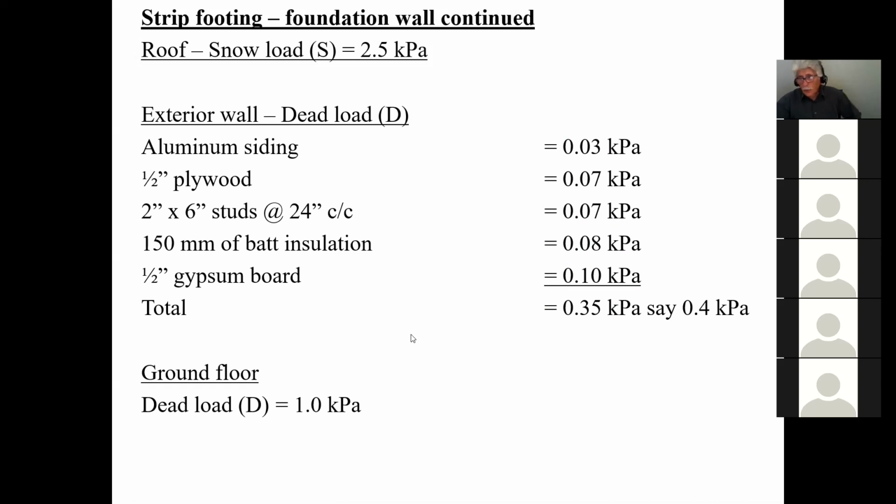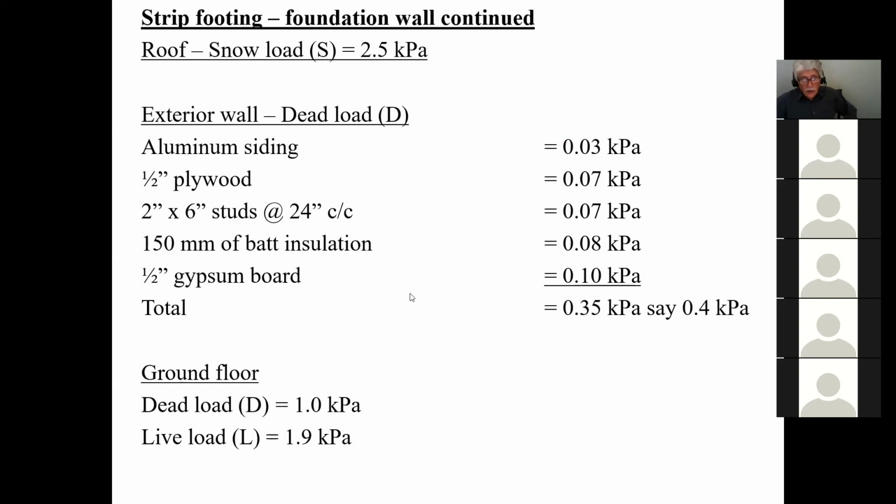What's the live load for our floor? 1.9. In other words, residential has to be designed for 40 pounds per square foot, which is 1.9 kPa. So that's the minimum live load you can put on a residential floor, 1.9 kPa. Remember, this is the minimum.